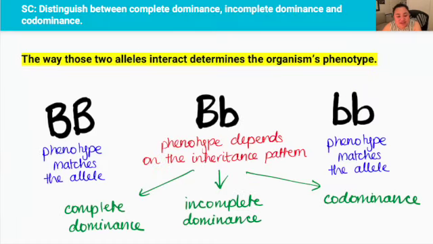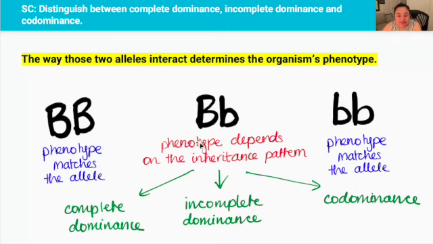So to summarize, an individual inherits 2 alleles from their parents, 1 allele from their mum and 1 allele from their dad. And the way those alleles interact with each other determines the organism's phenotype. Homozygous genotypes will always produce a phenotype that matches the allele. It's when the genotype is heterozygous that the phenotype will differ depending on the inheritance pattern of that gene.